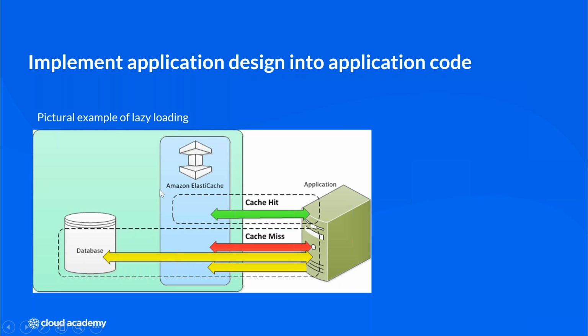For those of you who don't understand lazy loading, basically you have your application. It's a 1990s Dell computer or whatever, and that's what it's sitting on. And let's say you've got a database over here on your left, it's RDS, and you have a cache sitting in front of it.